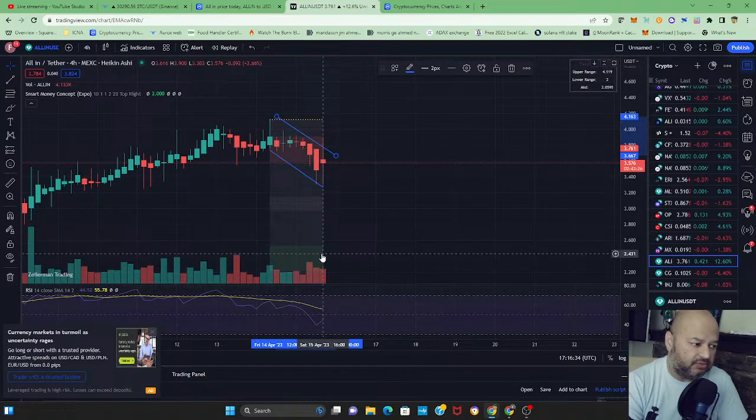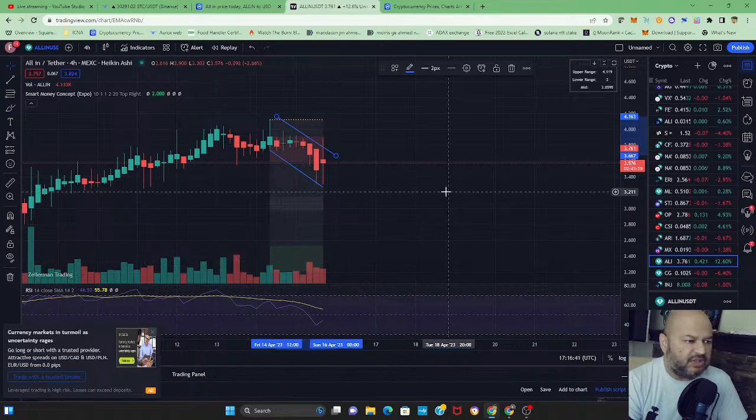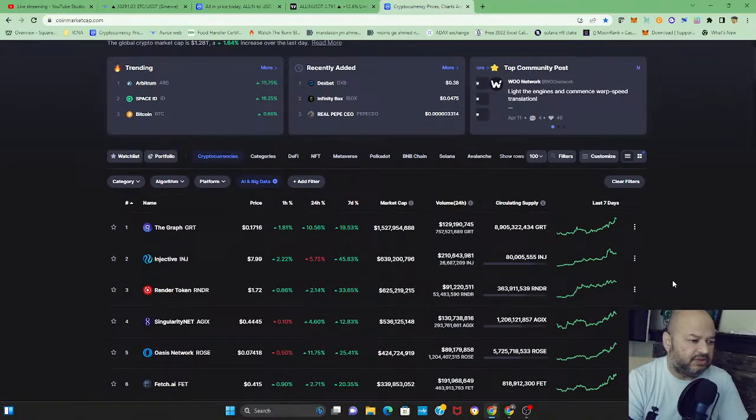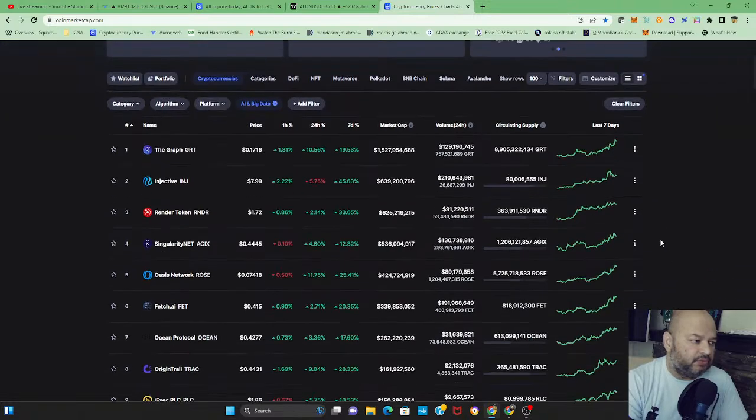If it goes back to these two ranges, I would be looking into scooping up more of these coins. Now, if we want to look at some other artificial intelligence coins, so if you filter the projects in CoinMarketCap based on artificial intelligence, the number one in the game is obviously the Graph GRT coin, and the Graph, from its all-time high, is sitting in a very nice place.